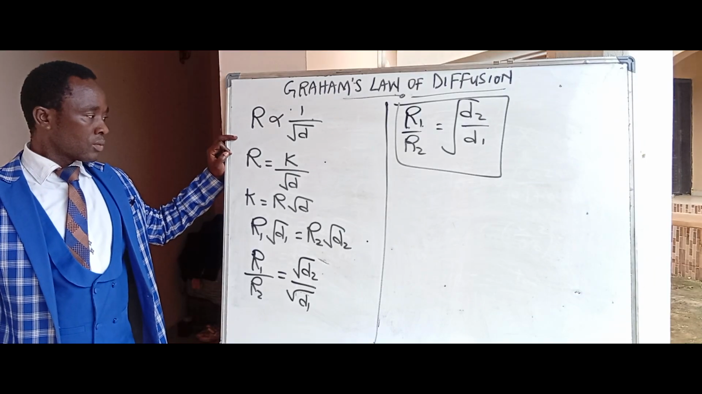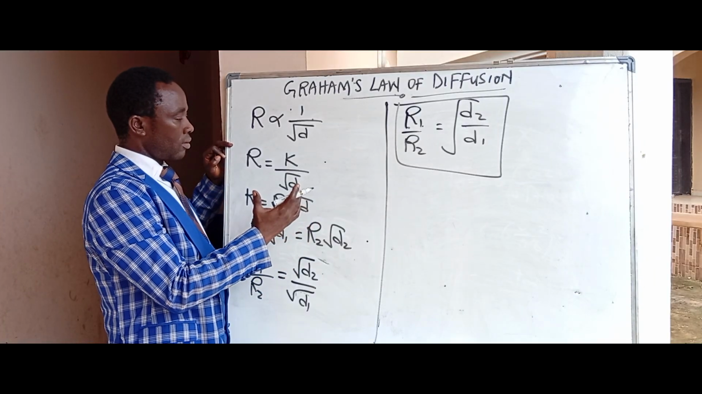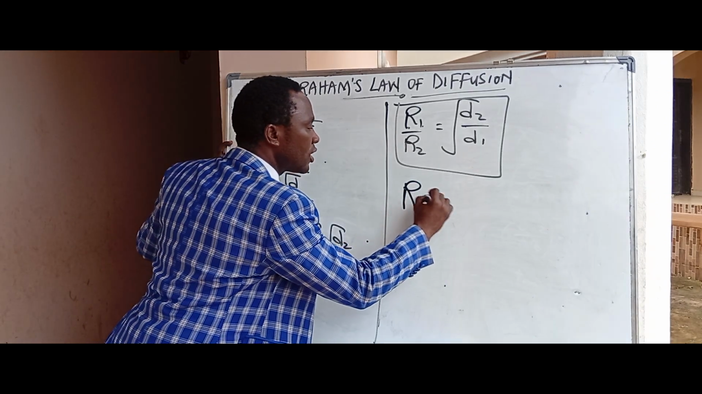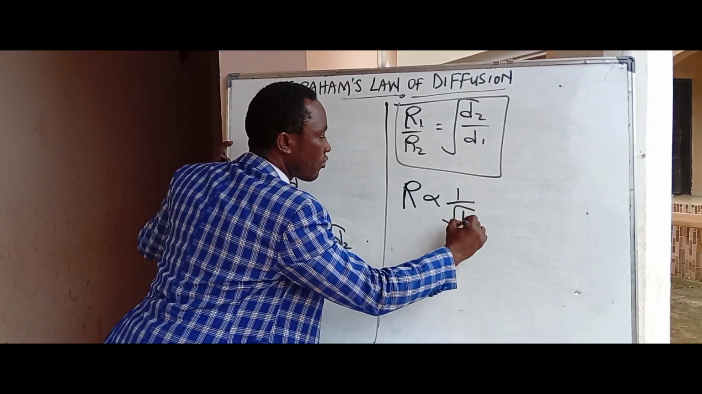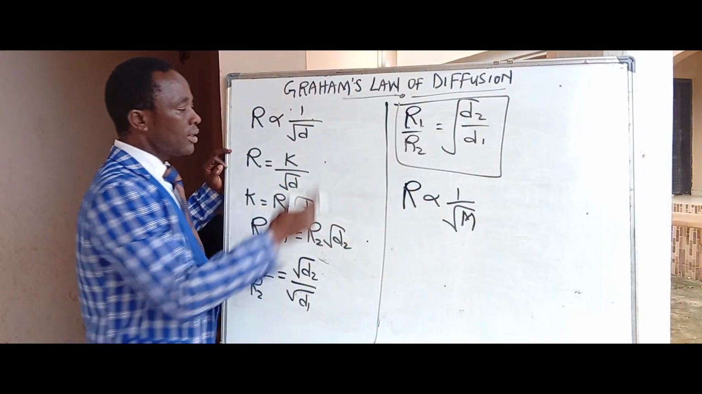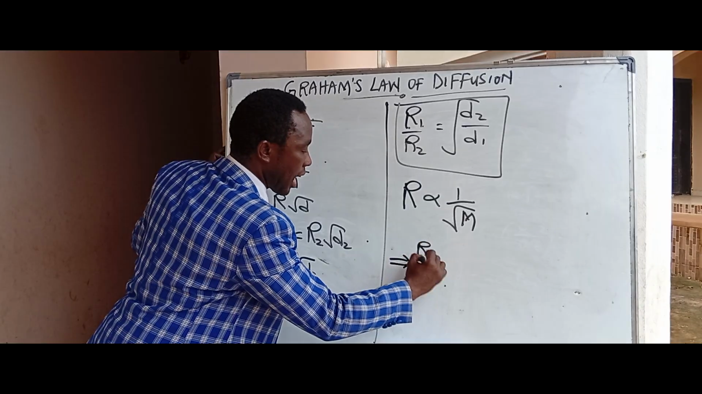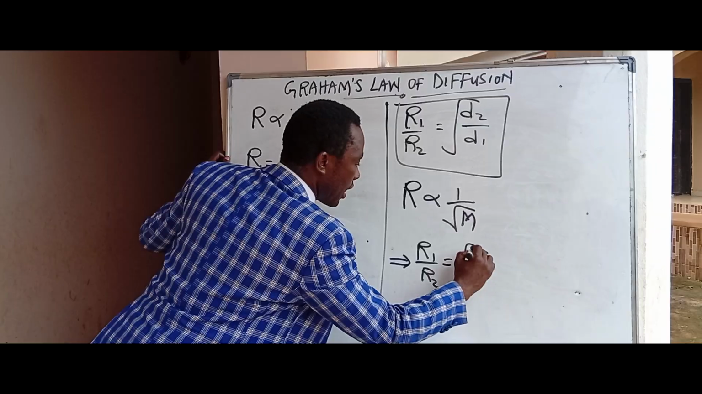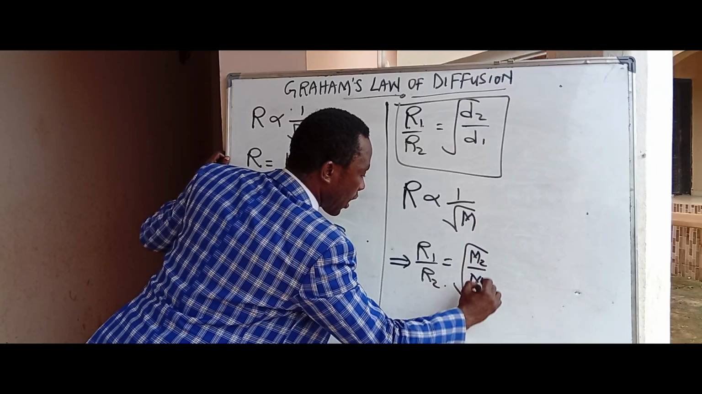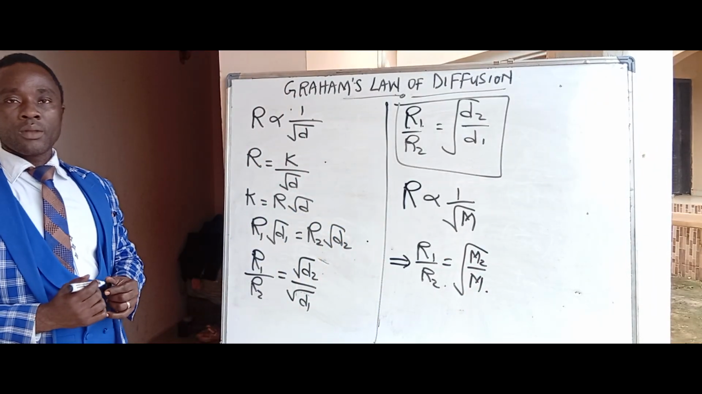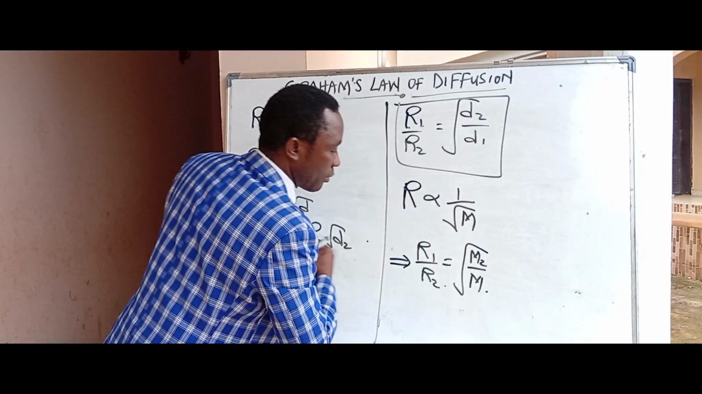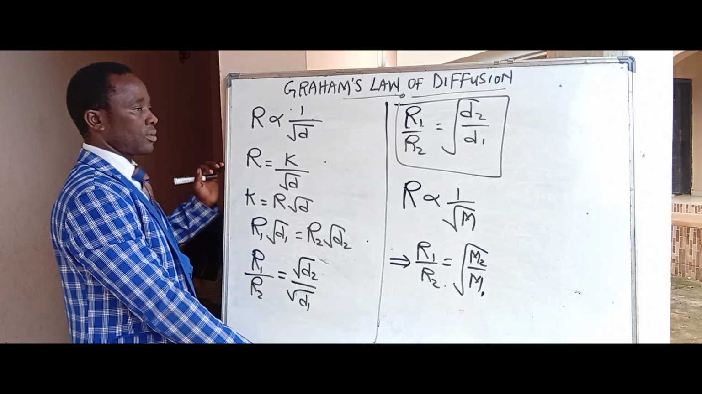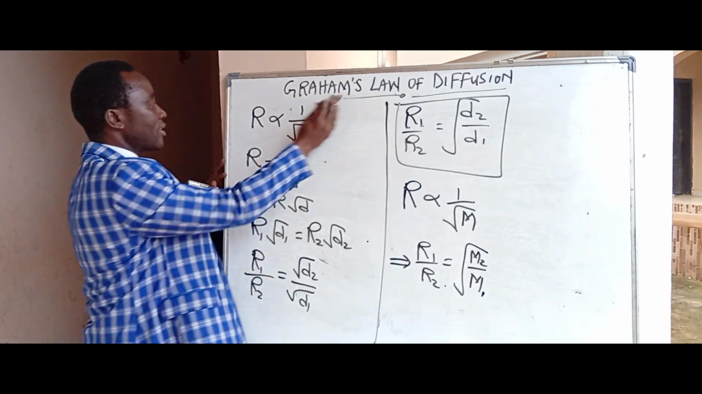If we use molar mass to do this, we'll find out that the rate of diffusion is also inversely proportional to the square root of what? Molecular mass. The same thing, we will still get R1 over R2 is equal to the square root of M2 over M1. Still the same thing. So the greater the molar mass of a gas, the slower the rate of diffusion. The lighter the gas, the higher the rate of diffusion.